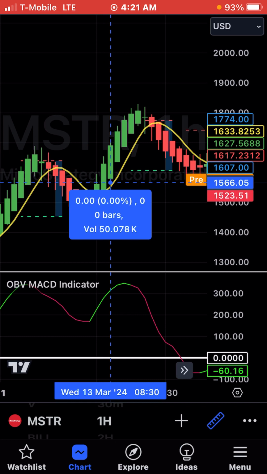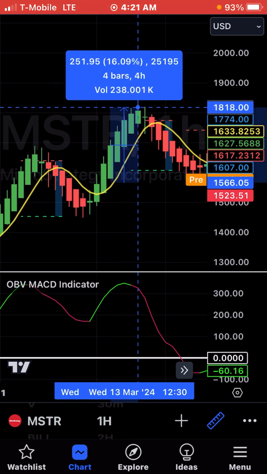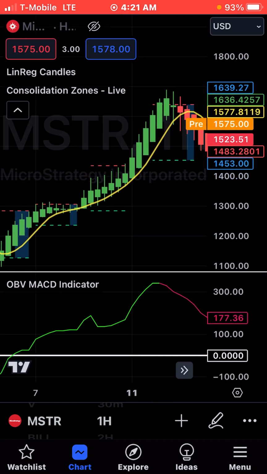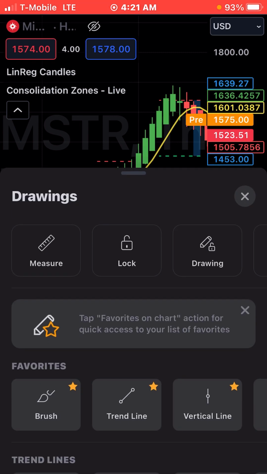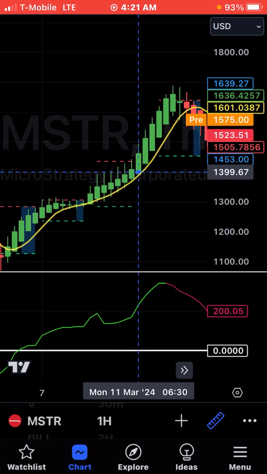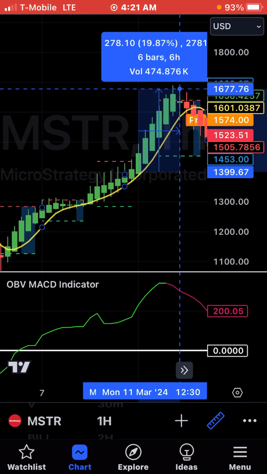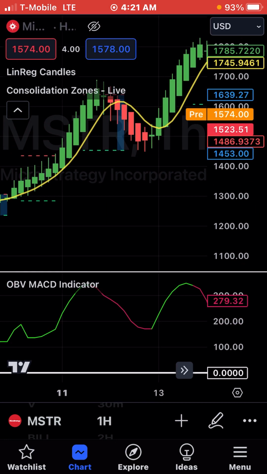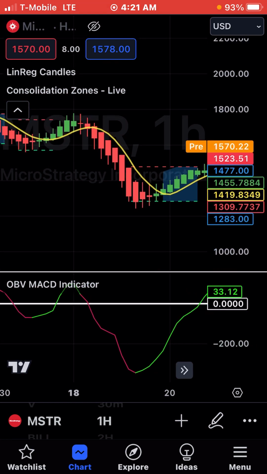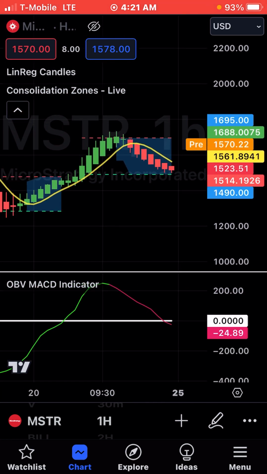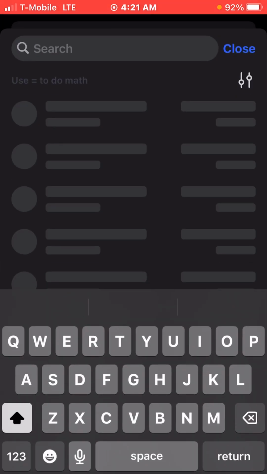Right about here, if you rode this out to here, this would be a 16% increase in 4 hours. And then you got the candles above the linear line right about here to here. This is a 20% in 6 hours. So you get the idea. You can use this strategy to find all those high percentage gains, and you can use it for options. Let's real quickly look at a couple more stocks.